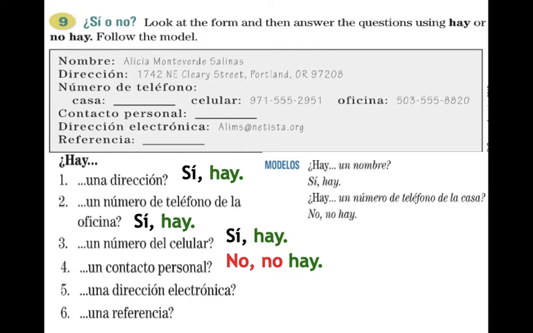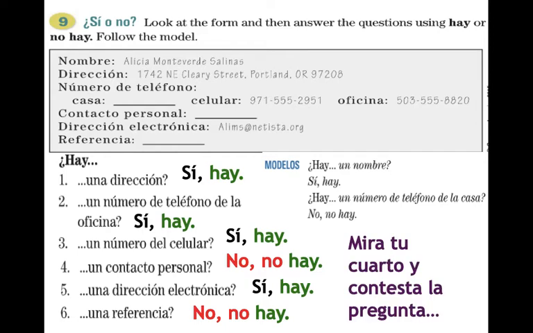Cinco. ¿Hay una dirección electrónica? Sí, hay. Y seis. ¿Hay una referencia? No hay. Now mira tu cuarto y contesta la pregunta.